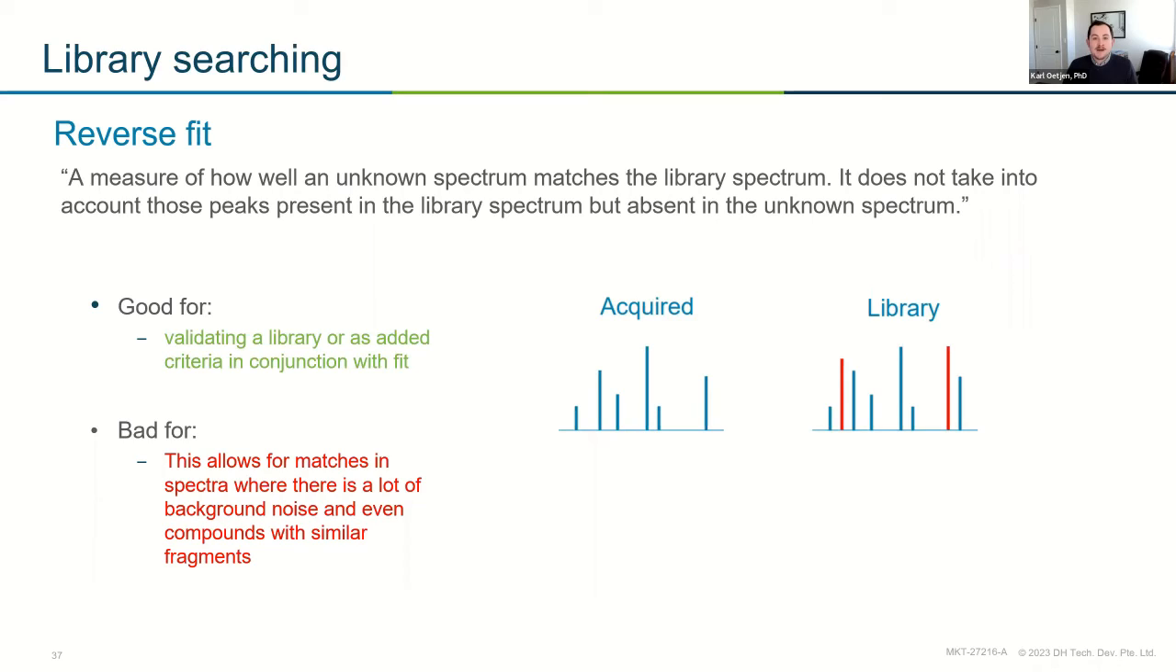So any fragments that are present in your library spectrum that aren't present in your acquired spectra aren't going to get penalized.